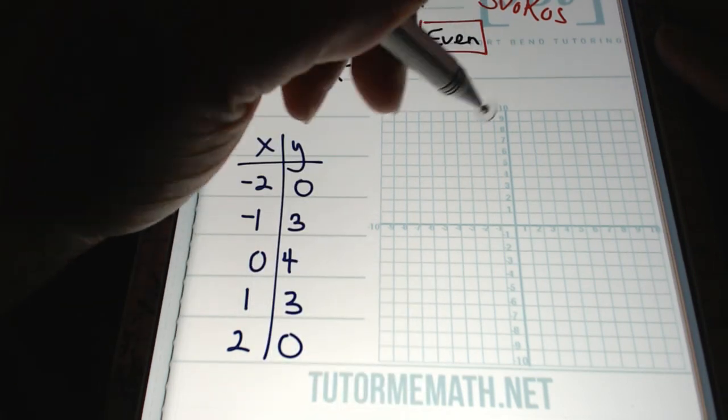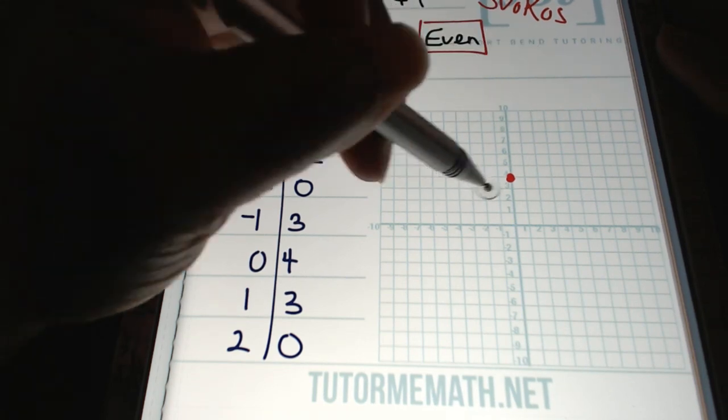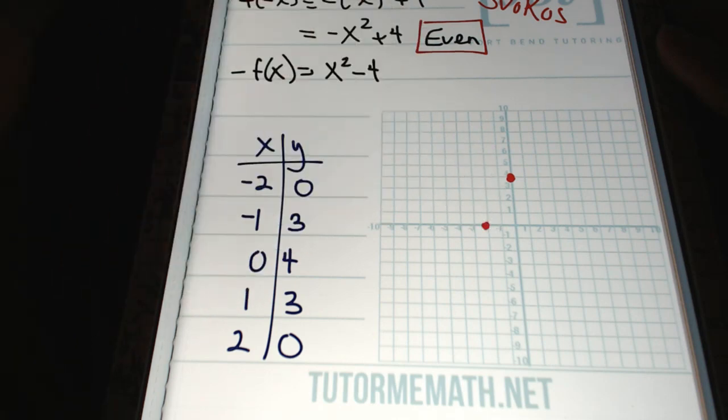So let's say that we had 0, 4. That's our first point. That's the vertex. And in this case, Alex, this would be a maximum for this graph. So just to piggyback on that question you asked earlier, it's easy to identify the max and min when you actually graph it. That's the easiest way.